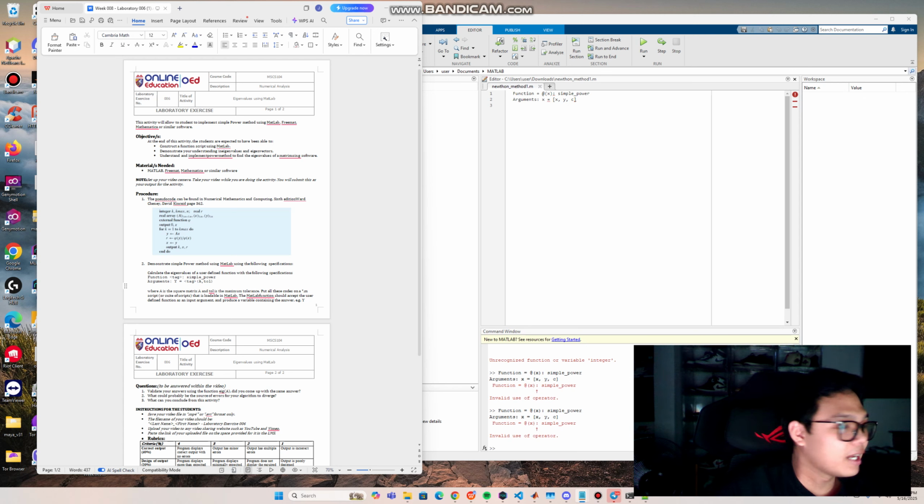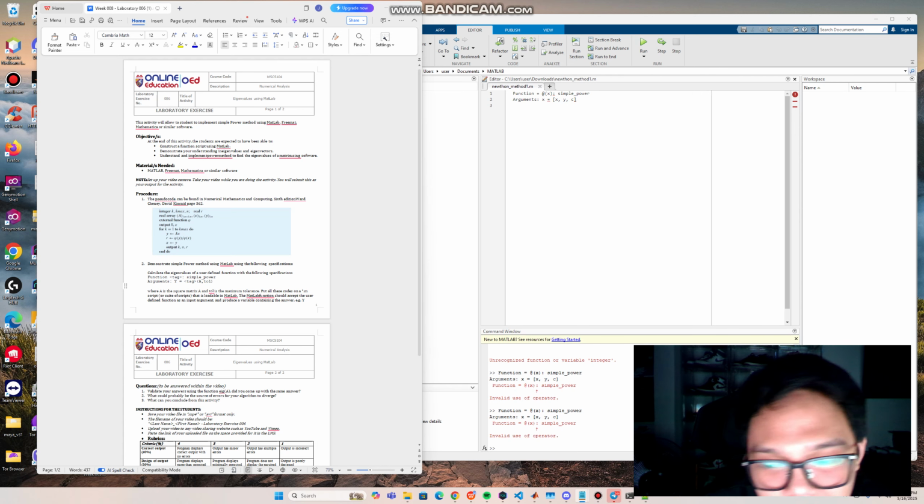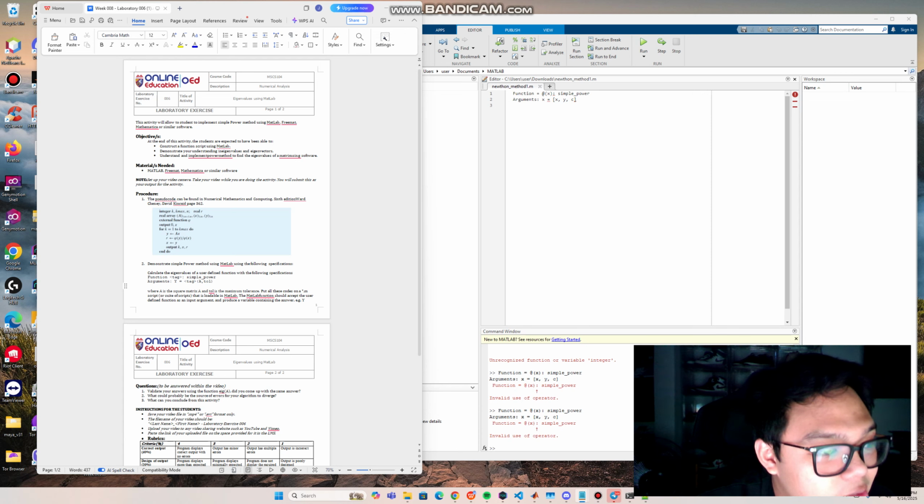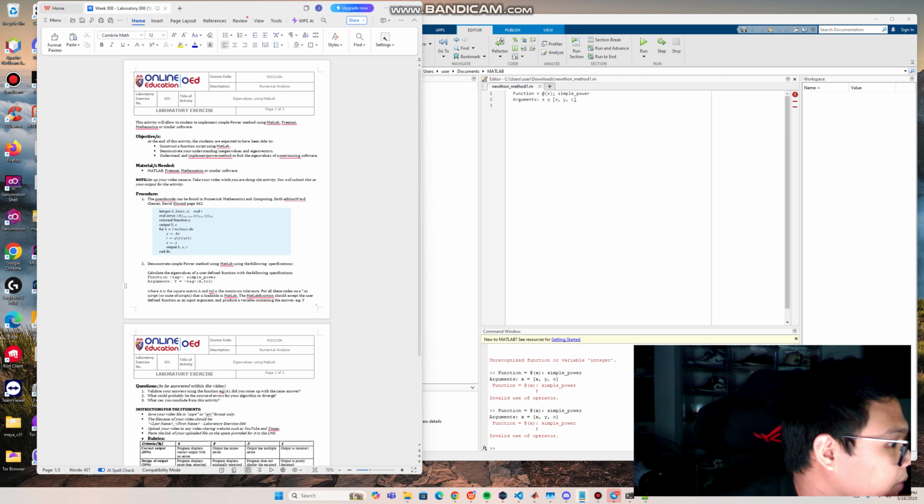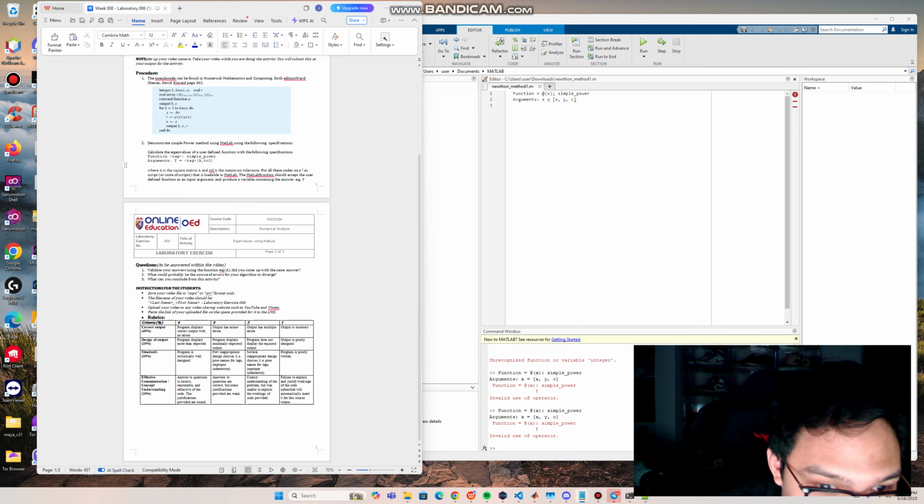So the power method is an iterative algorithm used to find the dominant eigenvalue and eigenvector of a matrix. It works by repeatedly multiplying the matrix by a vector and normalizing the result, converging to the eigenvector associated with the largest eigenvalue. So by following these instructions, the user can implement the simple power method in MATLAB to calculate the eigenvalue using the user-defined function simple power. So next procedure, next question.